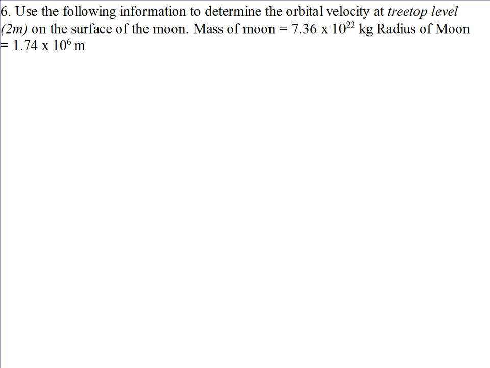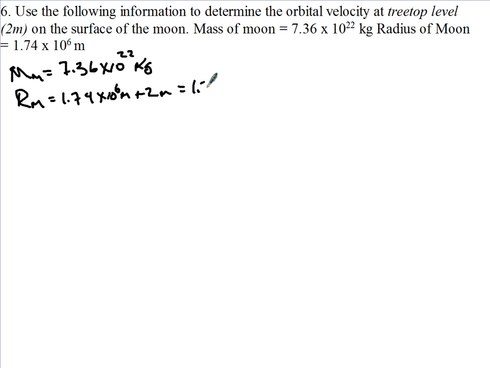All right. Use the following information to determine the orbital velocity at treetop level on the surface of the moon. Oh, great. Okay. Let's see. The mass of the moon is 7.36 times 10 to the 22nd kilograms, and the radius of the moon is 1.74 times 10 to the 6th meters. Now you see if I add 2 meters, it's still going to be 1.74 times 10 to the 6th meters. It's not statistically significant.